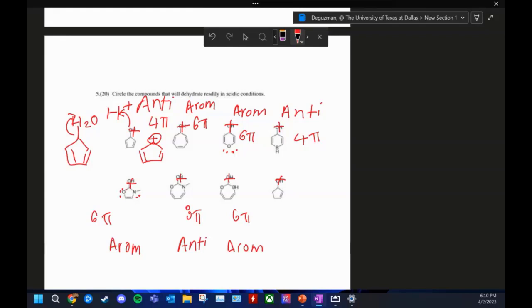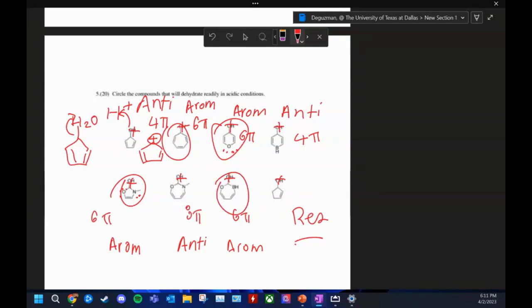Trick question. Non-aromatic, right? But what does our positive charge have on that one? It has resonance, right? So although it's not aromatic, it's not anti, which is like that killer that we talked about, right? So based on that, which ones of these should we select just broadly as they will dehydrate readily? All the aromatics, right? So we're going to select this one, this one, this one, this one.